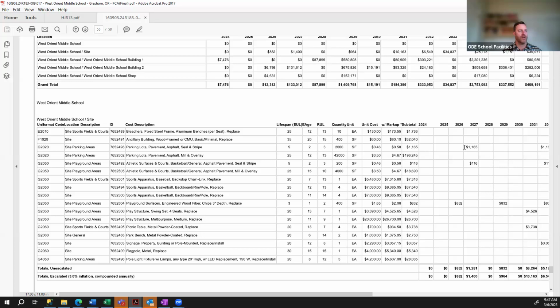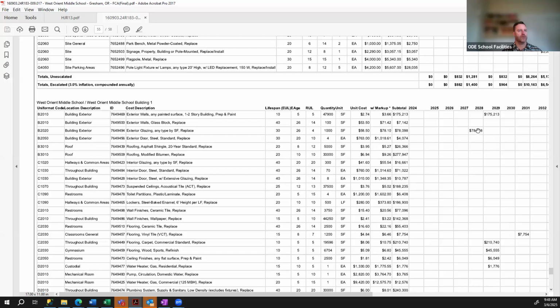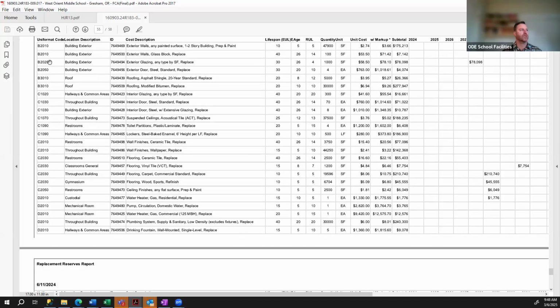So your parking lots, pavement, asphalt, seals and striping, courts, basketball courts, seal and stripe. You've got some flooring material. Here's a big ticket item, exterior glazing. And so we'll just go through this column here. You can see as a Uniformat code, it's on your exterior. It gives you a description of what the item is, its lifespan. So that's the industry standard lifespan or expected useful life of that system.